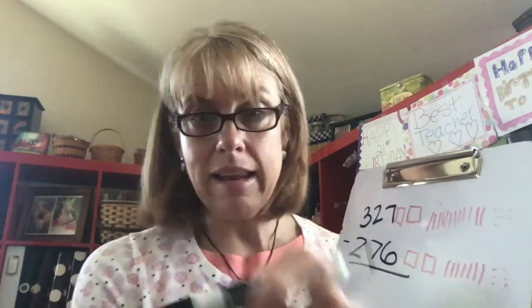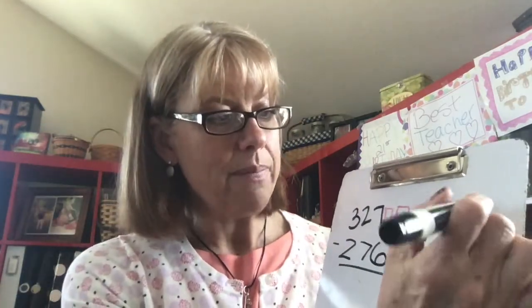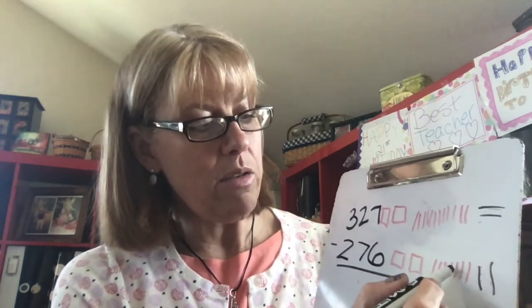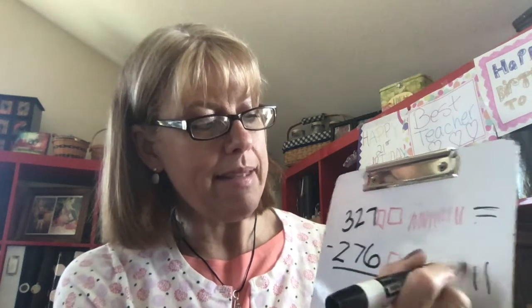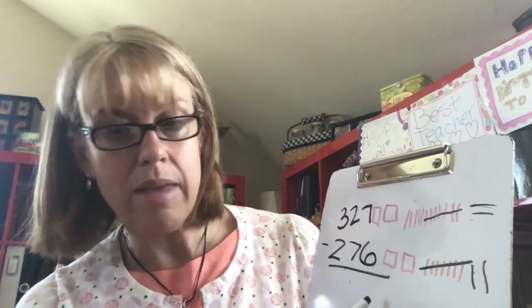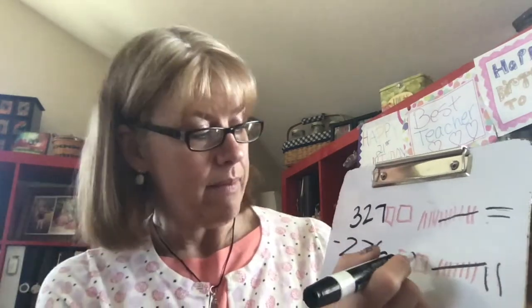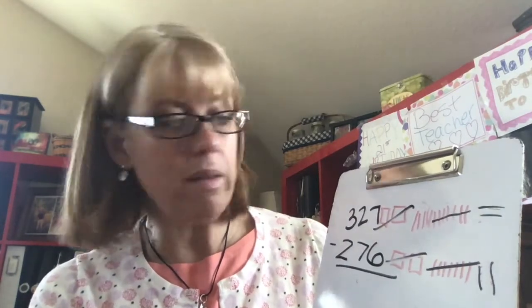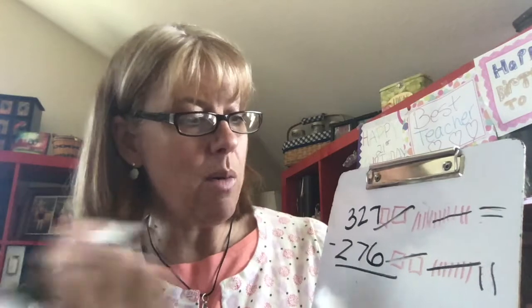Okay, so now I can do the canceling out. I have 6 ones in both. I'm going to take those away. I have 7 tens in both, so I'm going to take all of those away. Take all of those away. Okay, and now I just have to count what's left. Those are equal, so I can take those away.